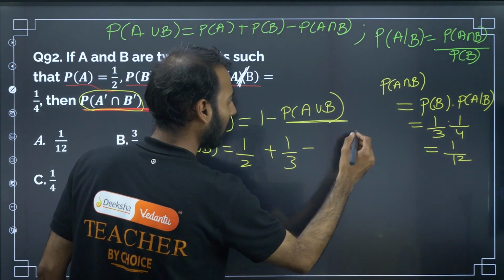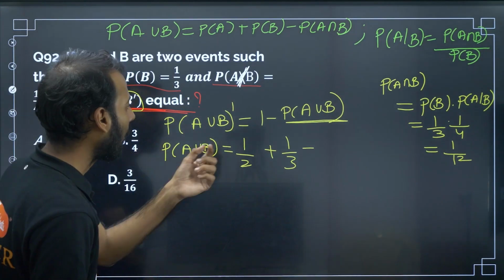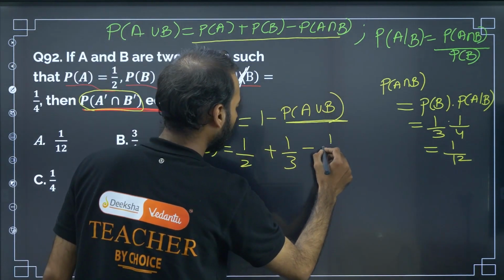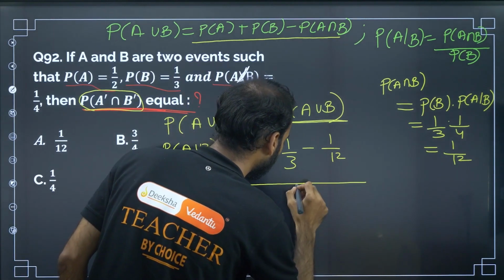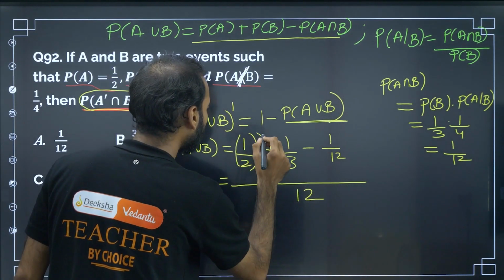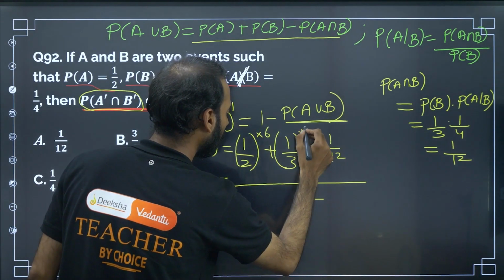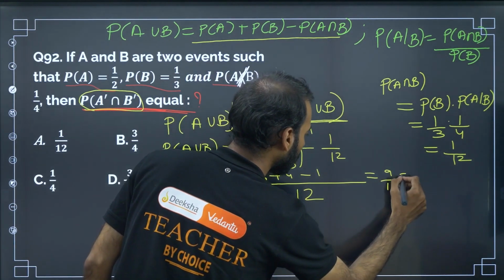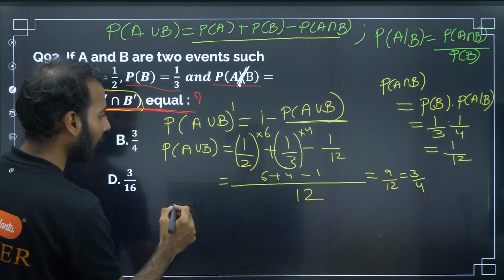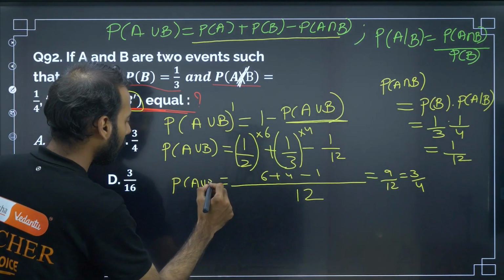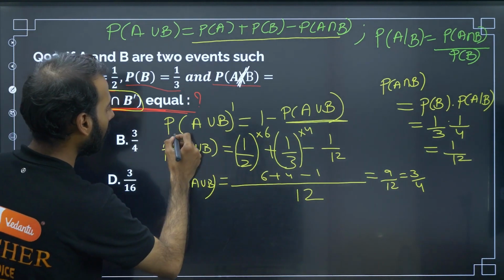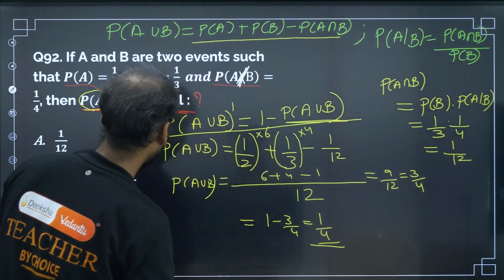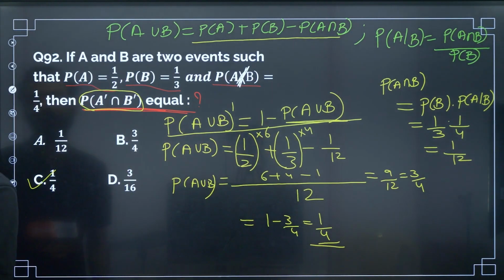Next, probability of A union B is equal to this formula, if I am using it. A intersection B is 1 by 12. Now if I take the LCM, 12, into 6, into 4. So this is 6 plus 4 minus 1, which is equal to 9 by 12, which is equal to 3 by 4. Now probability of A union B is 3 by 4. So the probability we want is 1 minus 3 by 4, which is equal to 1 by 4. Is there any option 1 by 4? Yes, 1 by 4, C is the answer. Moving on to the next question.